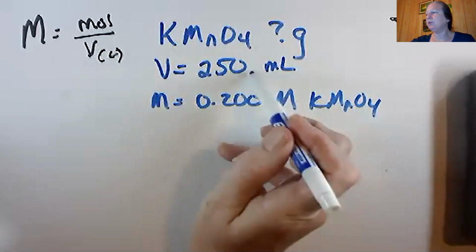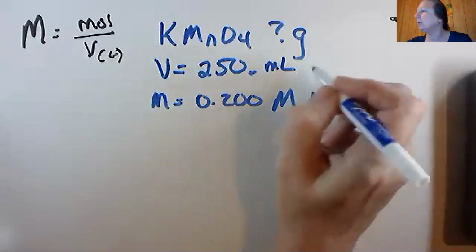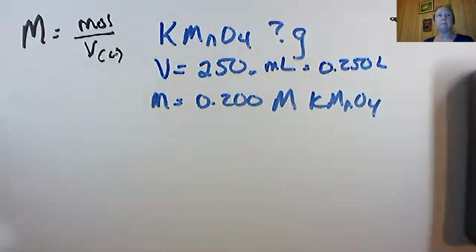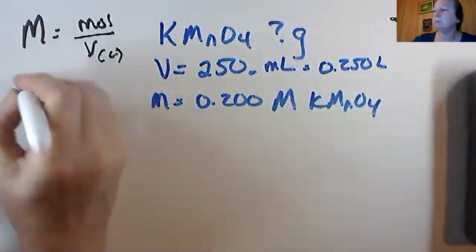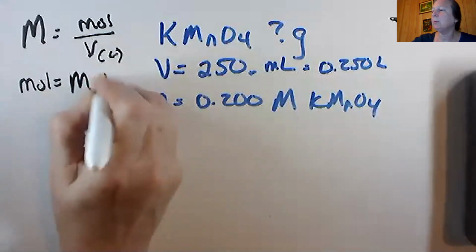Okay, we have to change this to liters. I've done the same number twice already, so I'm just going to rewrite it. 0.250 liter. Okay, so what do we have? We want grams. We can't get to grams directly with this equation, but we can get to moles. And of course, once you have moles, you can convert to grams very easily. So I am going to first solve for moles, which is my molarity times my volume in liters.